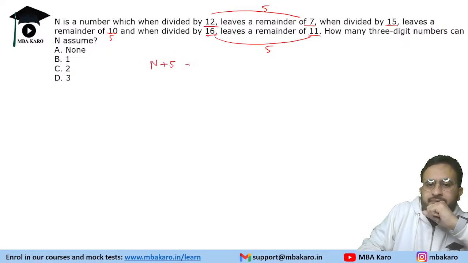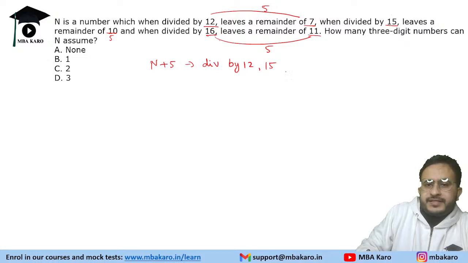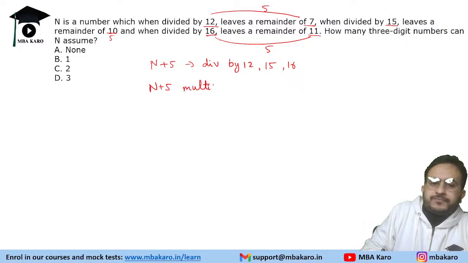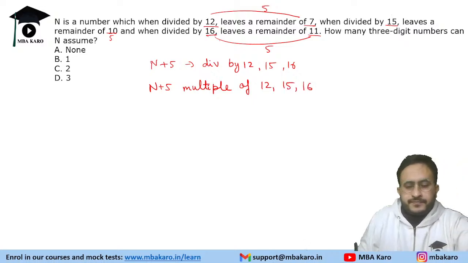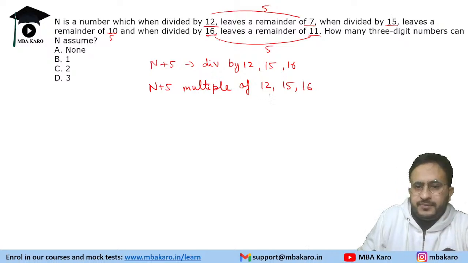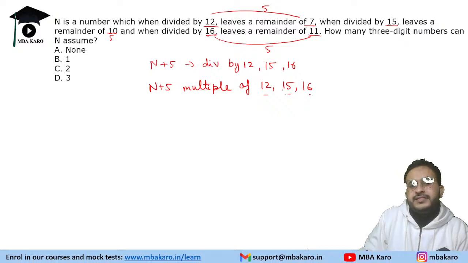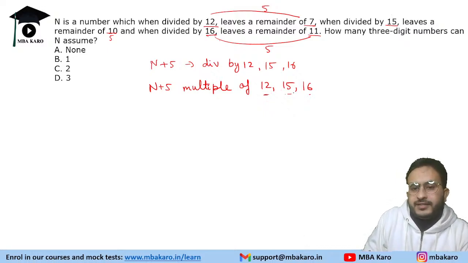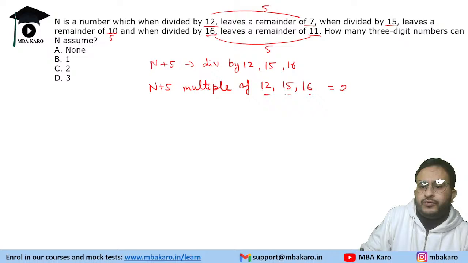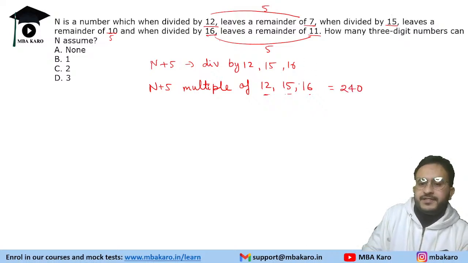N plus 5 is divisible by 12, it is divisible by 15 also, and it is divisible by 16 also, right? So N plus 5 is a multiple of 12, 15, and 16. So what is the LCM of 12, 15, 16? That is 16 into 15, 240. So N plus 5 is a multiple of 240.